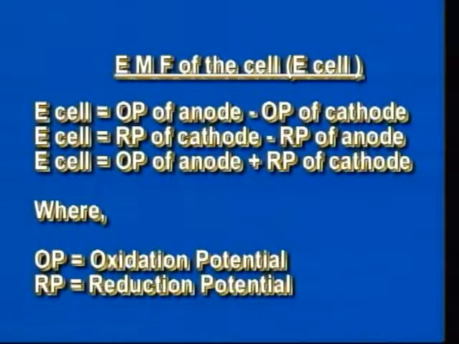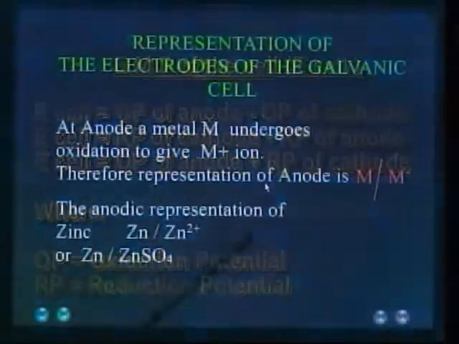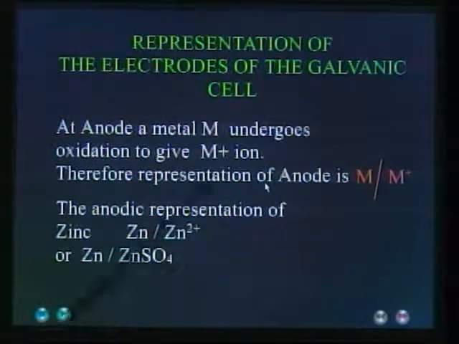The third equation: E cell is equal to the oxidation potential of the anode plus the reduction potential of the cathode. We shall now see the representation of the galvanic cell on paper, which is known as the notation of the galvanic cell. Before that, we shall also see the representation of the electrodes of the galvanic cell.